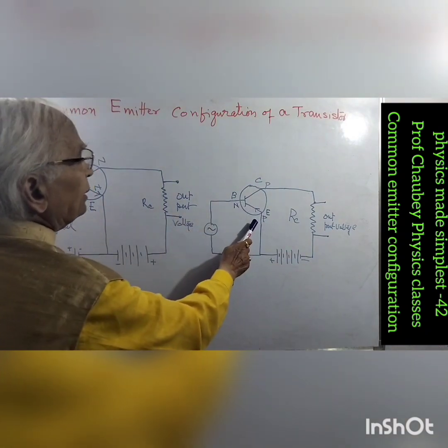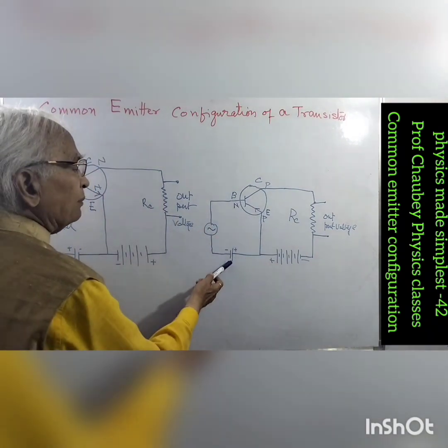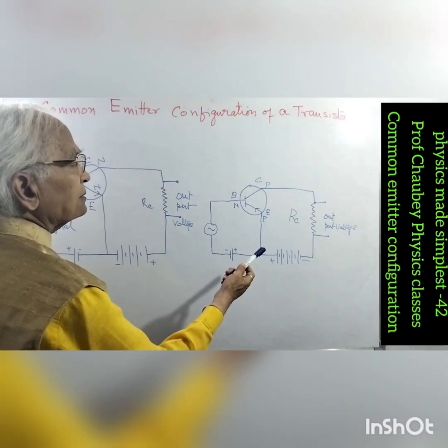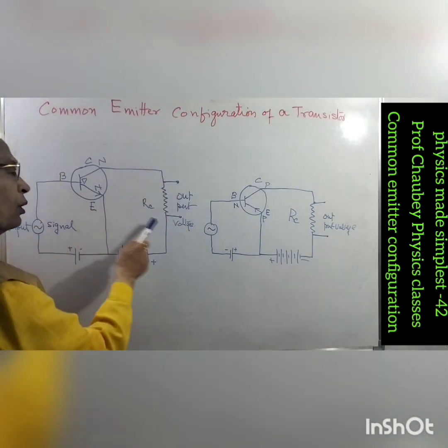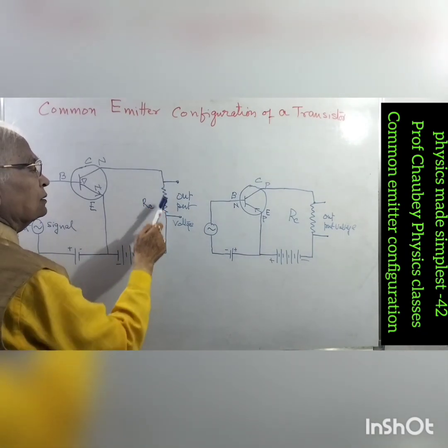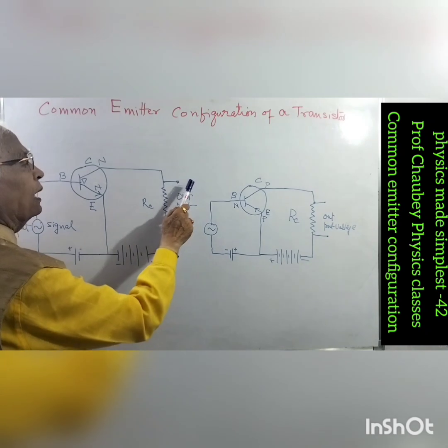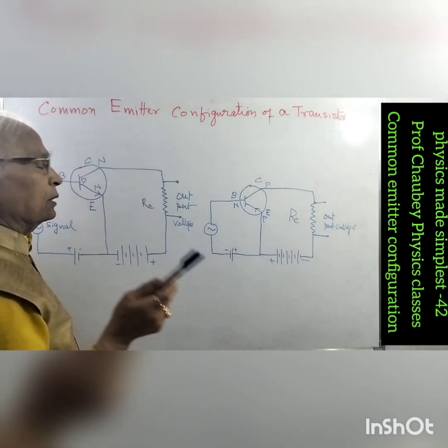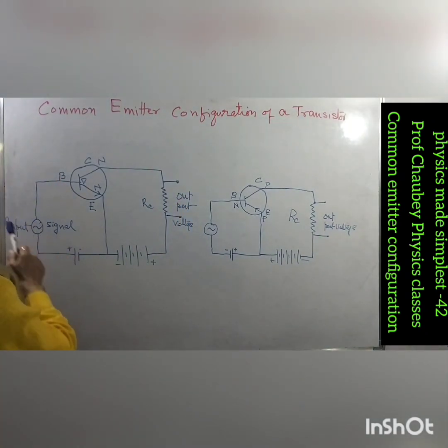Similarly, I have the PNP transistor. For this, I just have to reverse the polarity, nothing else. This RC is the load resistor, where I get the output across the two terminals of the load resistor. I measure the potential, that is the output. And here is the input signal, an oscillator or any signal which we want to amplify. So we are feeding the base here with the signal.